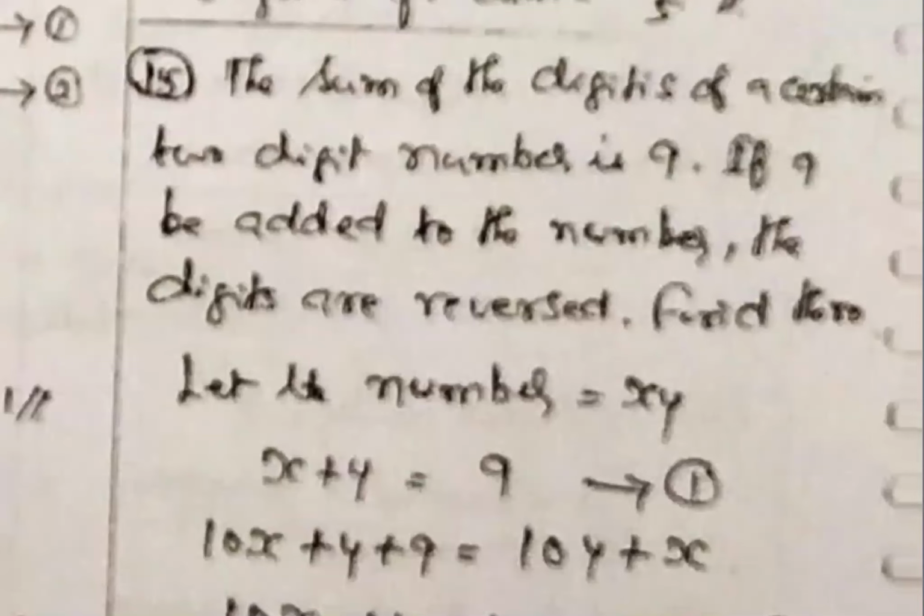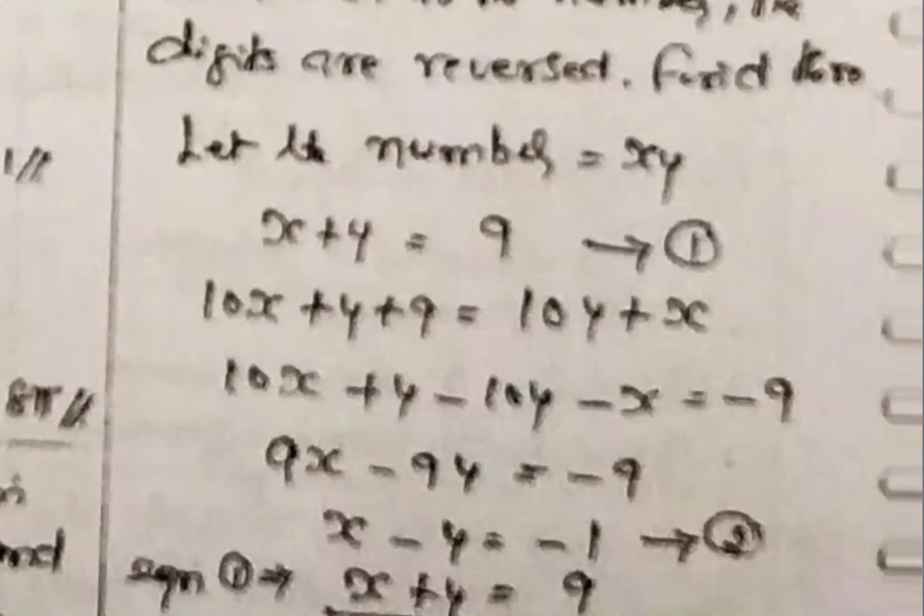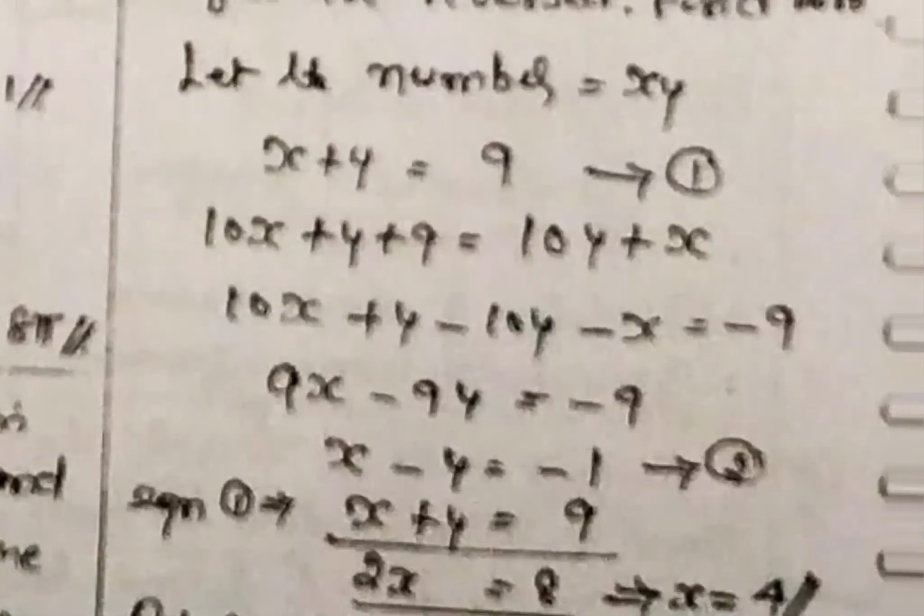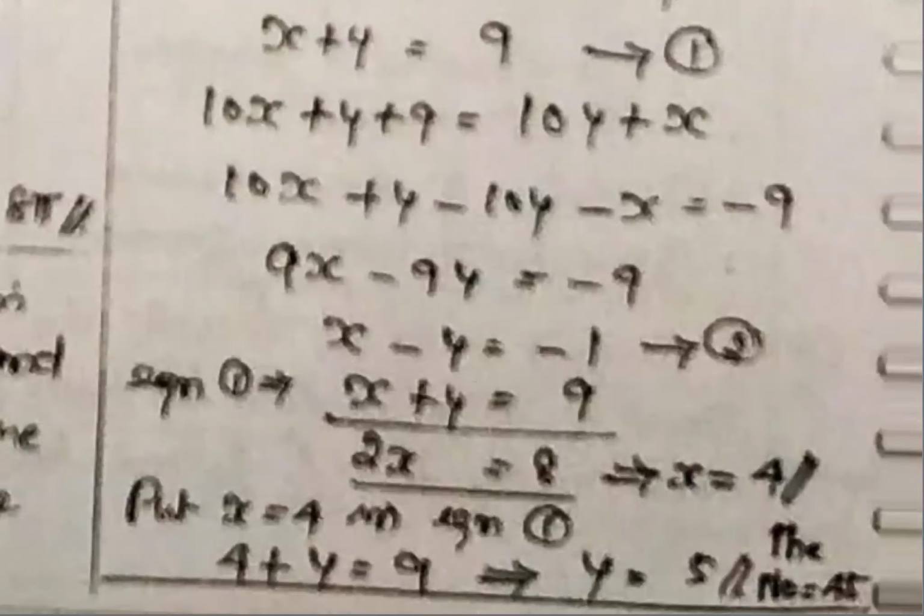Let the number be xy. The original form of the two-digit number is 10x plus y. Now you add 9, and the right hand side becomes 10y plus x. Then you do the calculation, moving all the x values to one side. Finally, the second equation is x minus y is equal to minus 1. And x plus y is equal to 9. Then solve, and you will get 4 and 5.